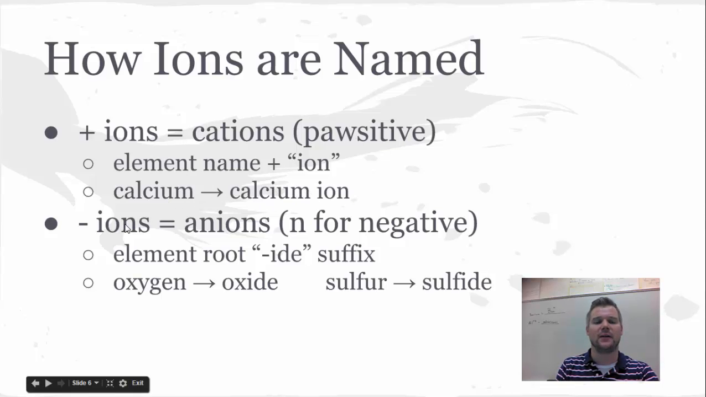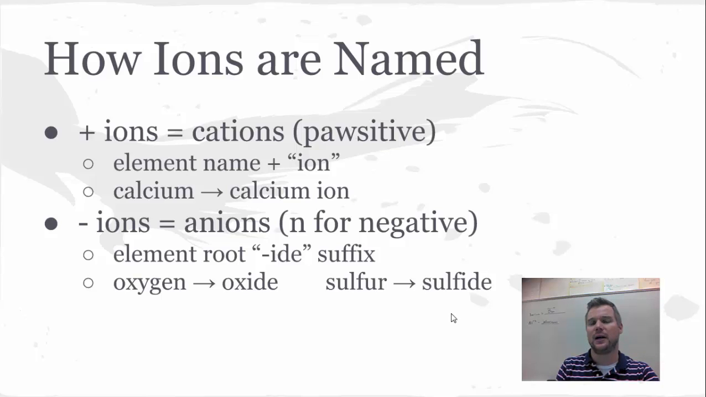On the other hand, negative ions, or anions, not onions, anions, N for negative, so you remember that. You're going to take the root word of the element name, and then you're going to add an IDE. So chlorine turns to chloride. Oxygen, drop the rest of the name, just keep the ox, ide. Sulfur turns to sulfide. And you can change any of those negative ions in that way.